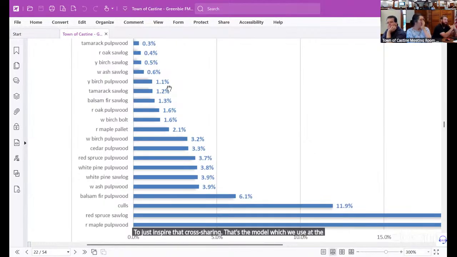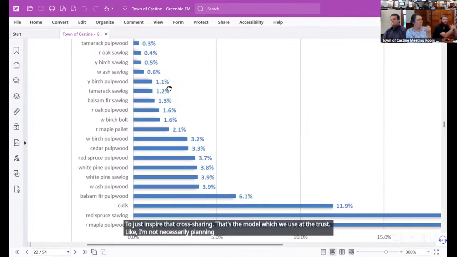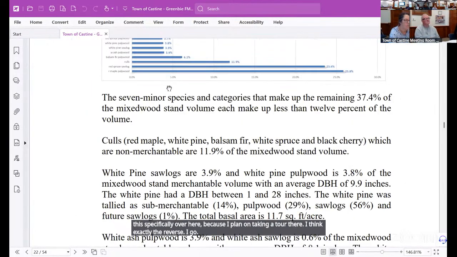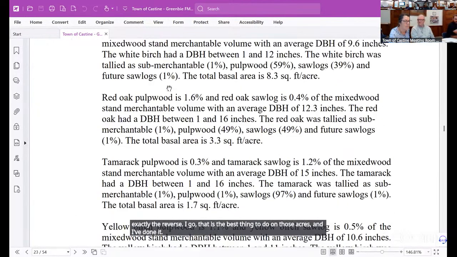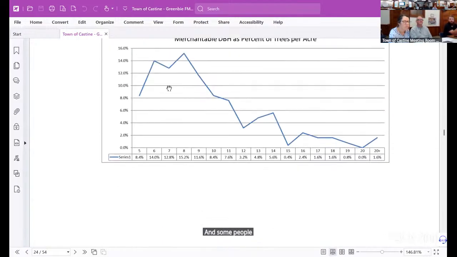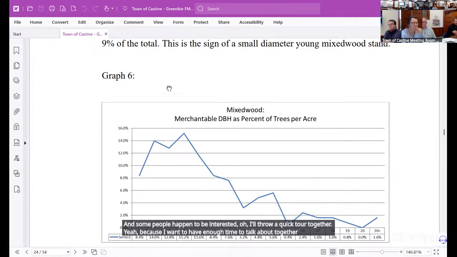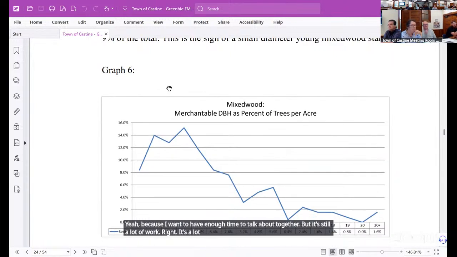I'm not necessarily planning my management around, oh, I'm going to do this specifically over here because I plan on taking a tour there. I think exactly the reverse. I say, that is the best thing to do on those acres, and I've done it. And some people happen to be interested, so I'll throw a quick tour together. It's still a lot of work, but a lot less work than managing something like this.